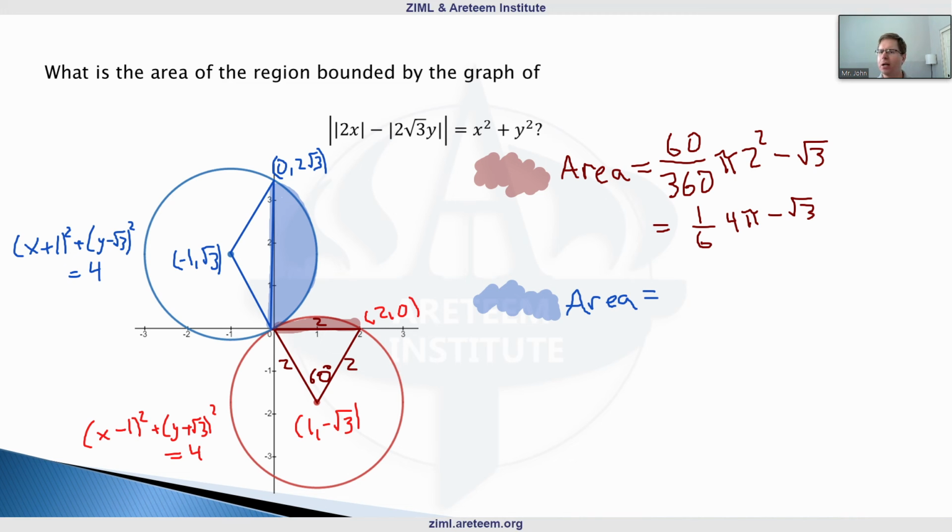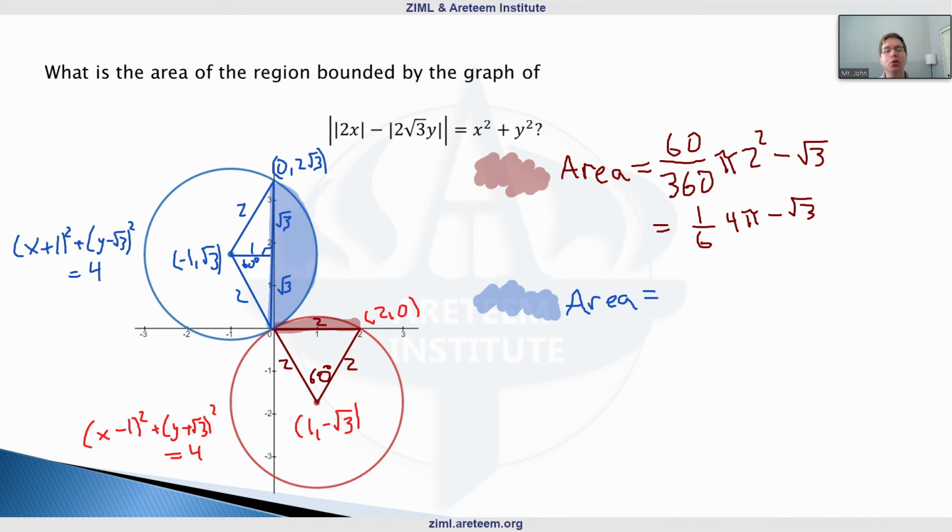Now this triangle has a vertical base of 2√3. So wait a second, these radii are still 2. This is a distance of 1 if we drop the altitude. These are both √3s here. So we actually have two 30-60-90 triangles. We actually have the same exact two triangles, just arranged a little bit differently in this case.